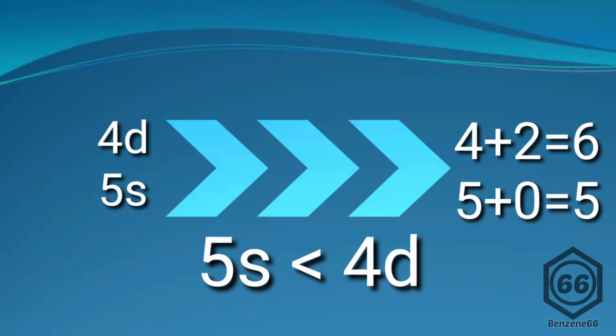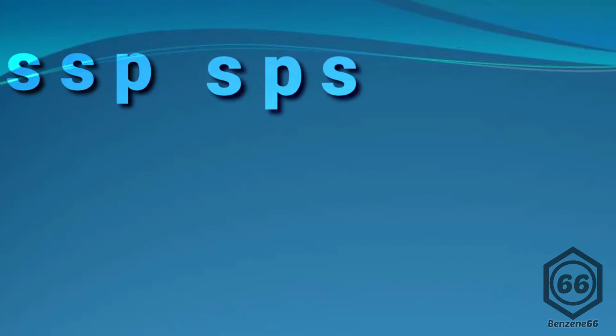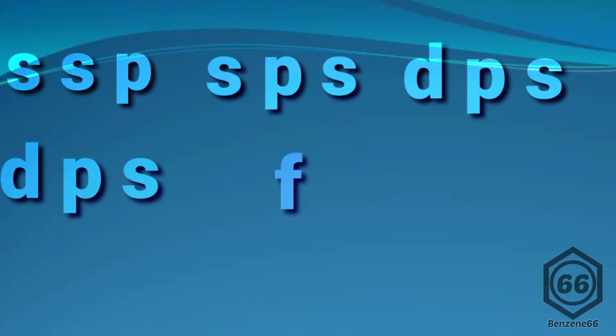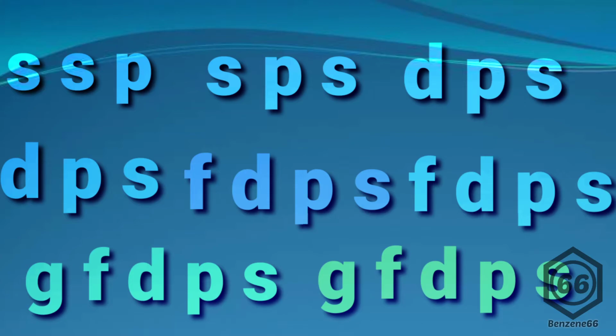The increasing order of energy for various sets of subshells can be remembered by using a simple trick. To remember the increasing energy order of subshells, you have to remember SSP, SPS, DPS, DPS, FDPS, FDPS, GFDPS, GFDPS, then HGFDPS, HGFDPS and so on. It goes on in that way. I'm reminding once again, it is SSP, SPS, DPS, DPS, FDPS, FDPS, GFDPS and so on.